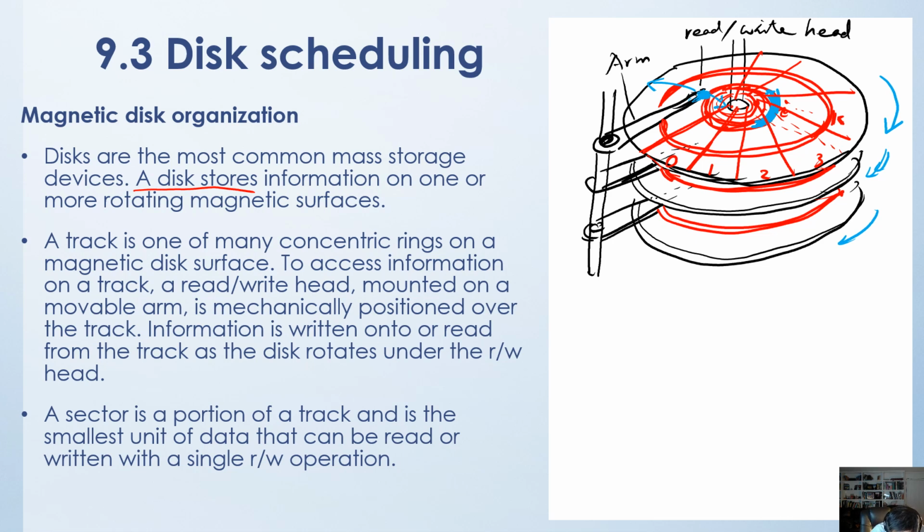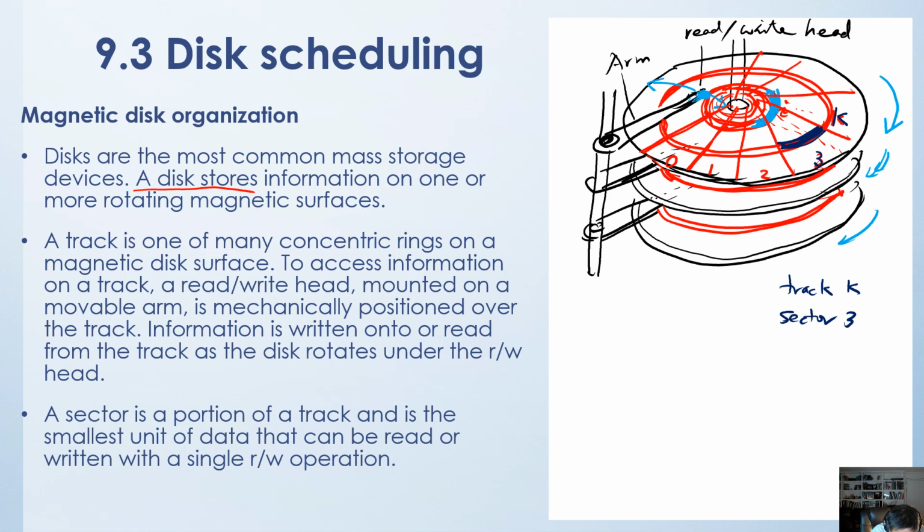You can use an address. For example, if I store the data on this portion of the track, then you check the track number, which is K, and you also check the sector number, which is 3. So this particular portion is on track K and sector 3.